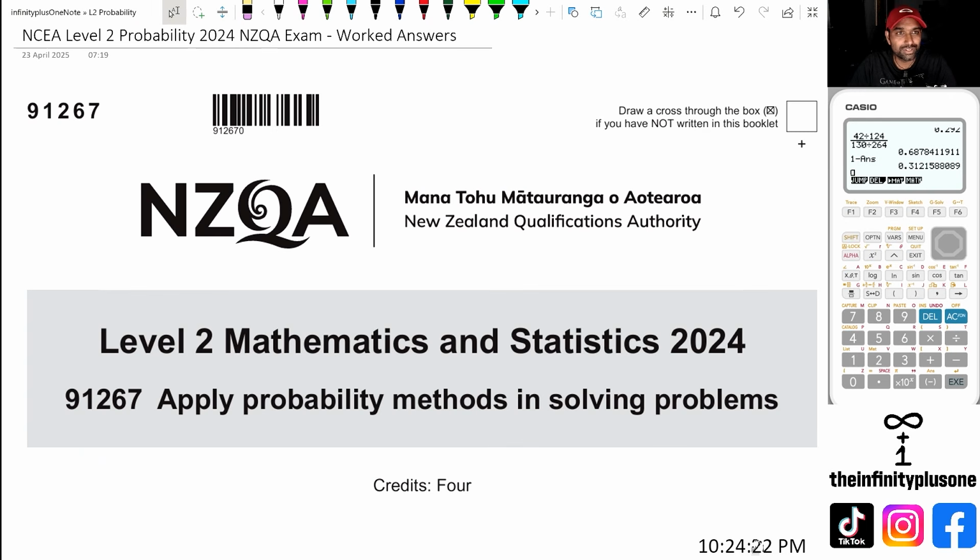I'm not going to lie, folks, to be honest, I find the probability papers a bit of a drag because it takes me so long to try and finish them. I think I started this at 9 o'clock and now it's like 10:30 and still trying to finish it off.